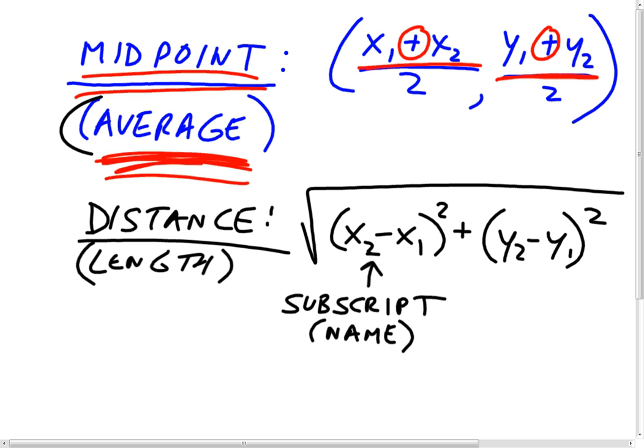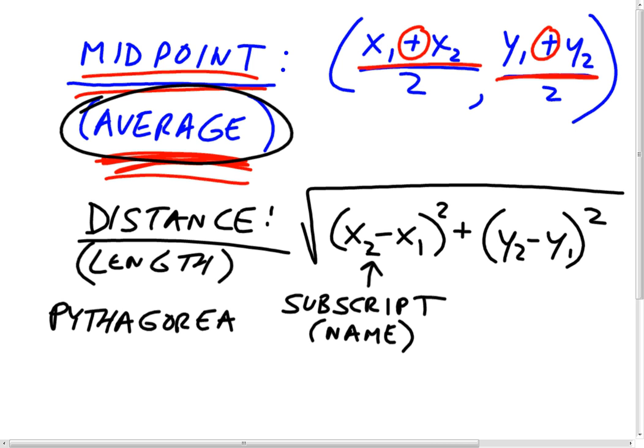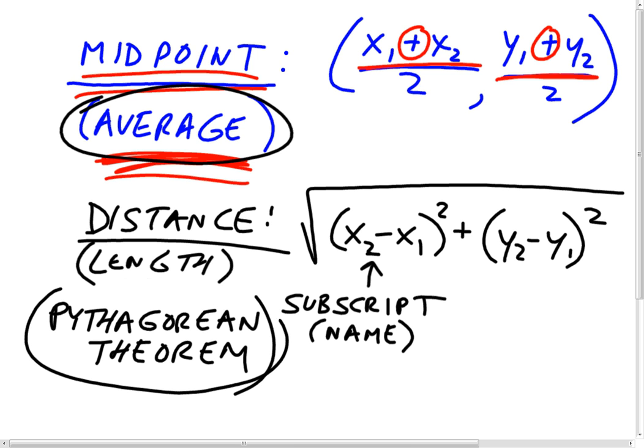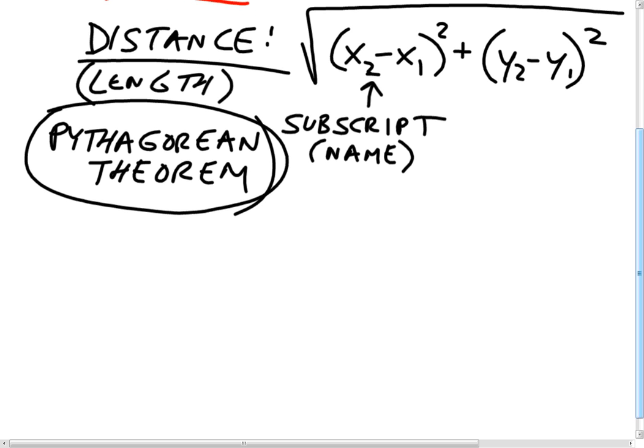For midpoint, I want you thinking average. For distance, I want you thinking Pythagorean theorem. How many people have seen the Pythagorean theorem before? What am I talking about? What is the Pythagorean theorem? A squared plus b squared equals c squared. Well, what does that mean?